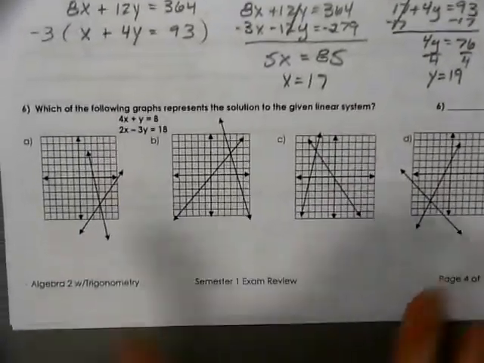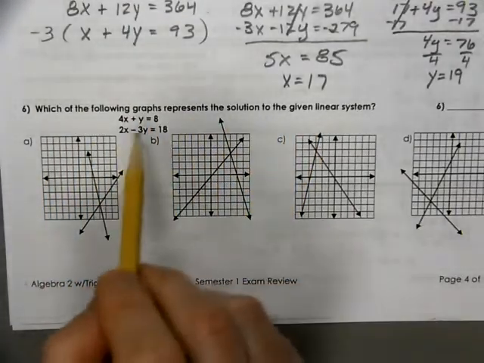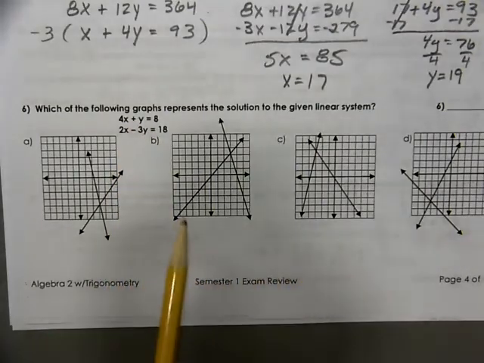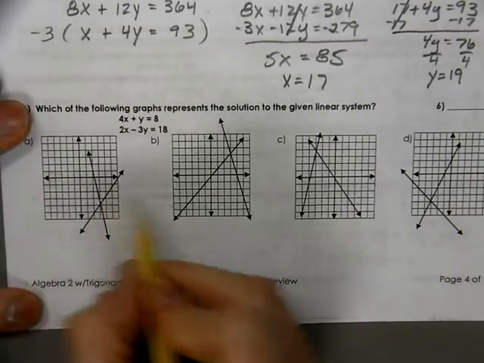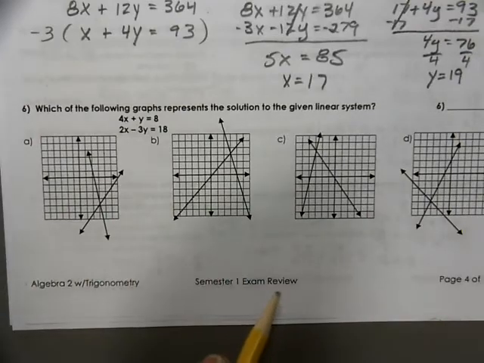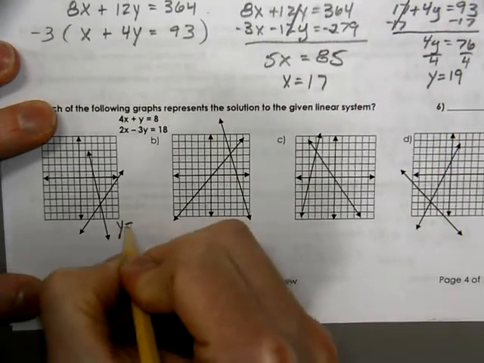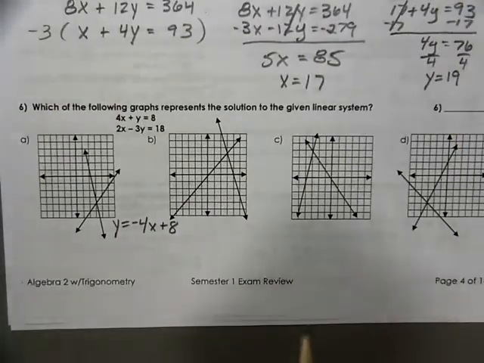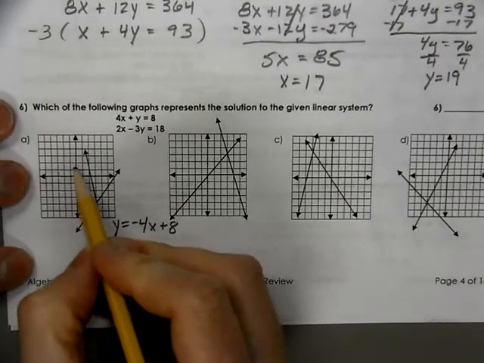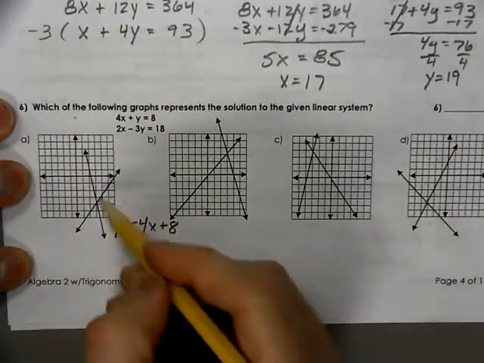Alright. Number 6. Which of the following graphs represent the solution of this system? Here are 2 equations. We're graphing them to try to find the solution. So, a couple ways. We could take the intersection of each one, plug those in, and see if they work. We could take this equation here and say that y would have to equal negative 4x plus 8. So I know that it's got to cross up at 8. 1, 2, 3, 4, 5, 6, 7, 8. So this graph kind of looks like it's doing that.